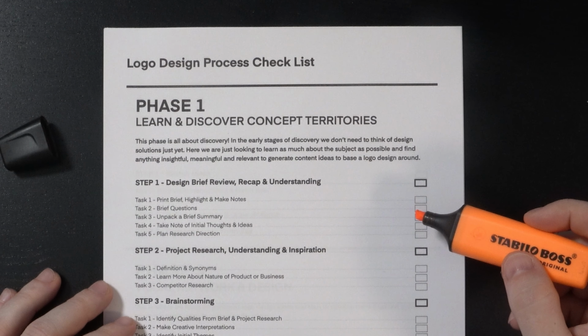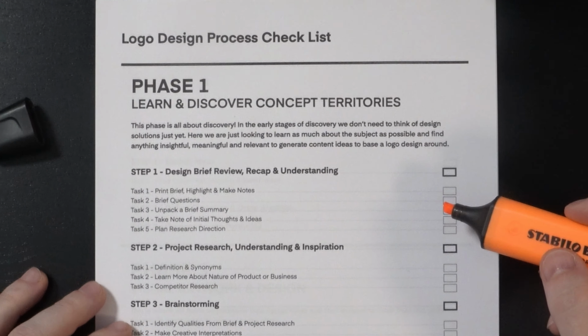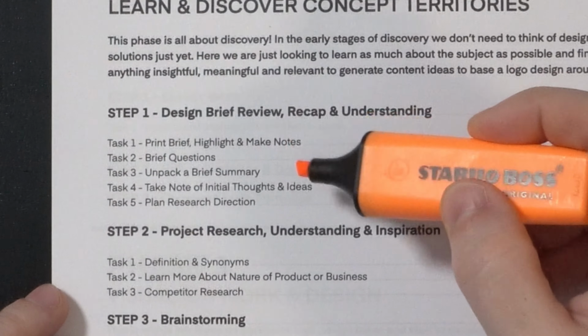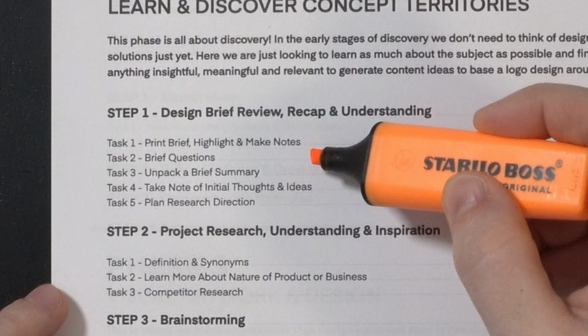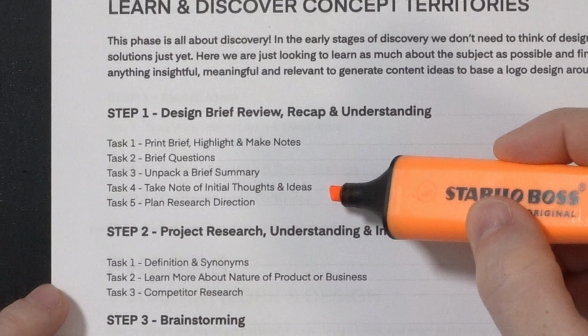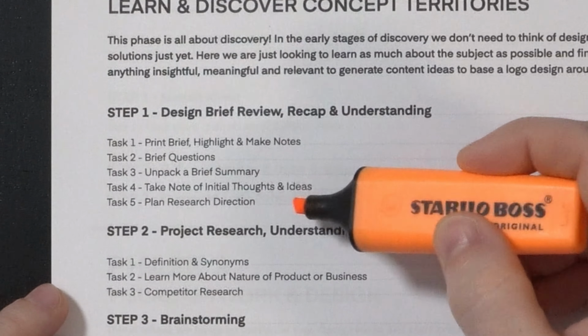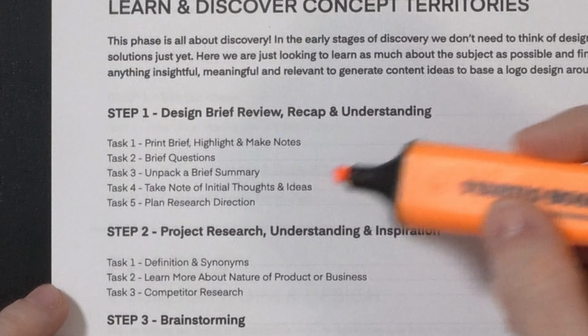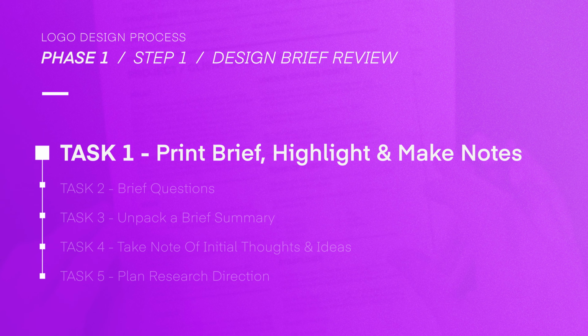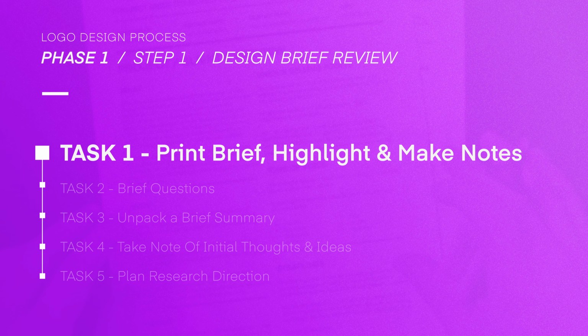So to get ideas from a brief, I undertake 5 tasks. 1. Print brief, highlight and make notes. 2. Brief questions. 3. Unpack a brief summary. 4. Take notes of initial thoughts and ideas. And 5. Plan research direction. So let's begin with the first task. 1. Print brief, highlight and make notes.